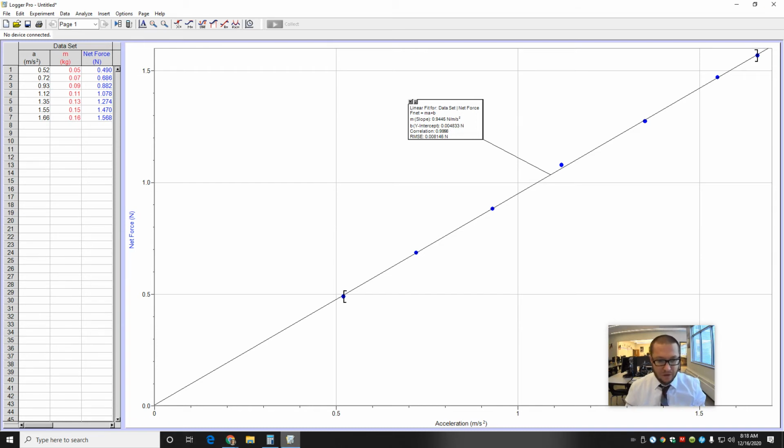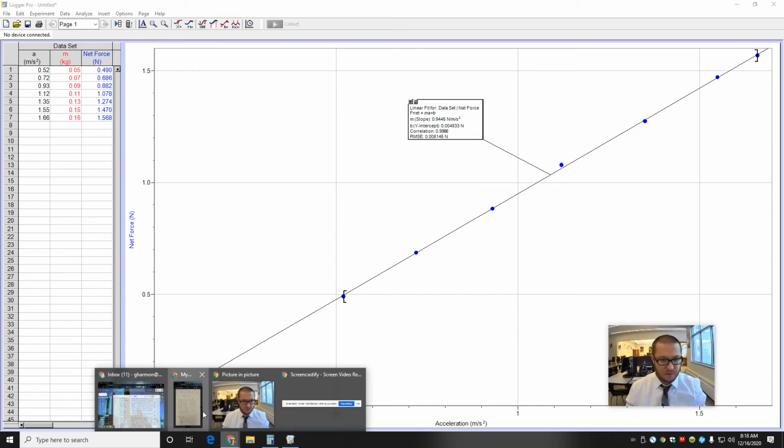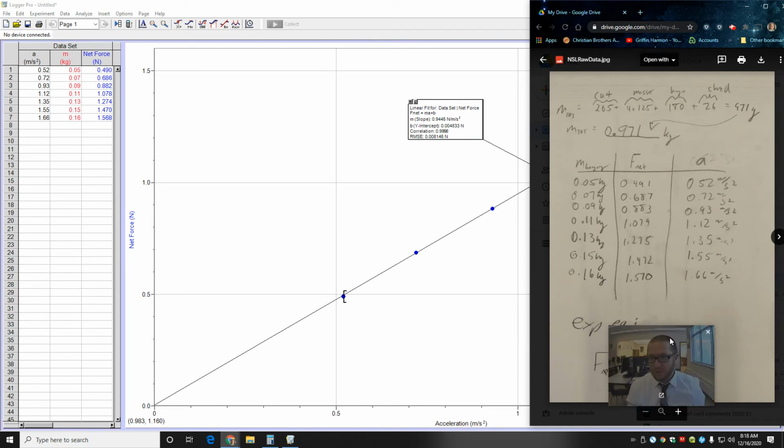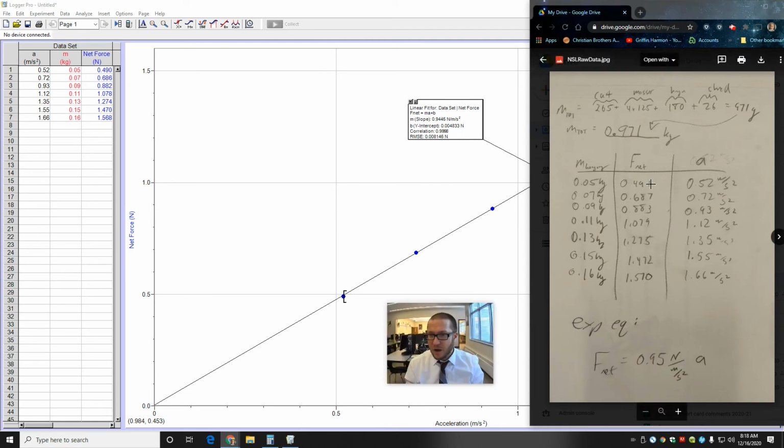If we go back and look at this, check this out. 0.95 newtons per meter second squared, that would be kilograms. So F net equals 0.95 kilograms times a. Look at that, 0.971 kilograms. So that's not too far off, right?